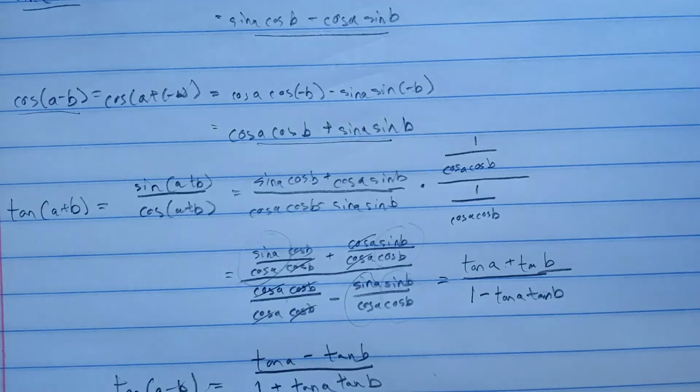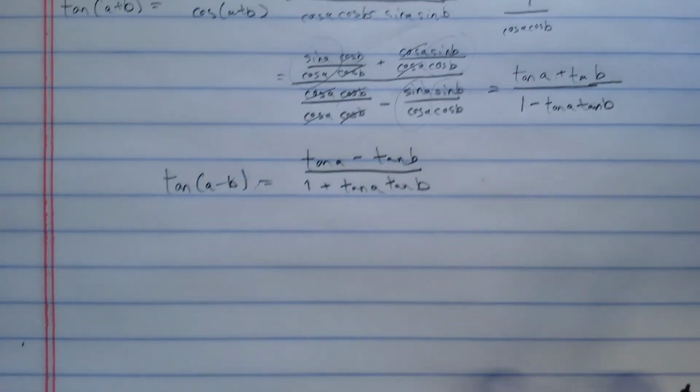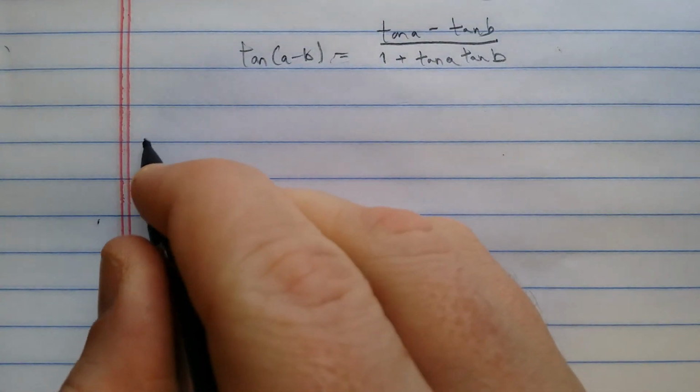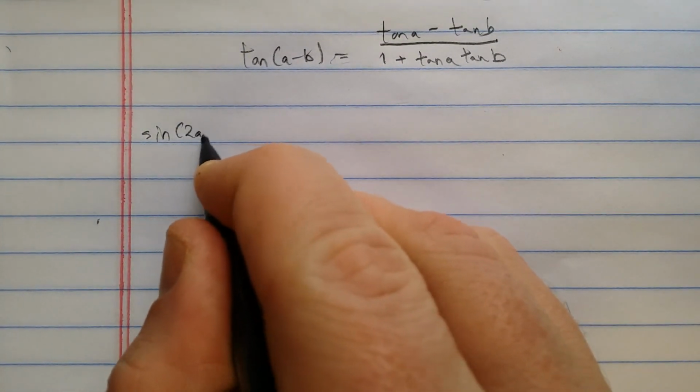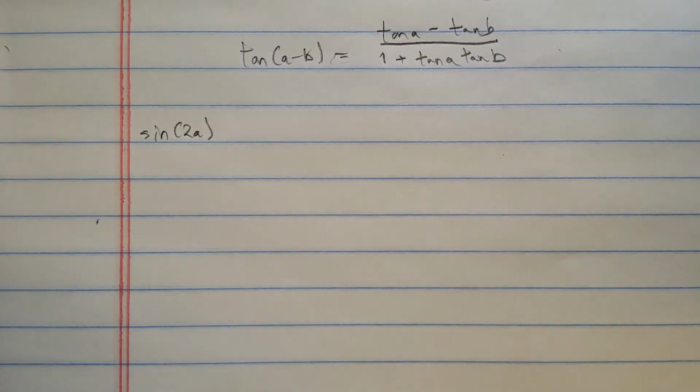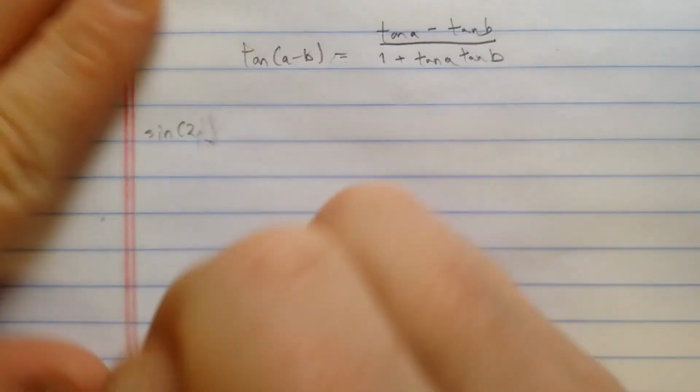Alright, so what do we want to do now? We can use the sum formulas to get double angle formulas. Okay, so sine of 2A, double an angle. Let's make it a different symbol now. Sine of 2 theta, let's say.